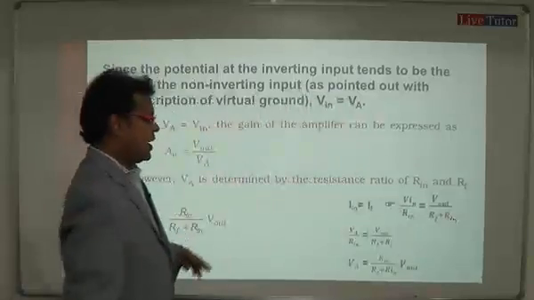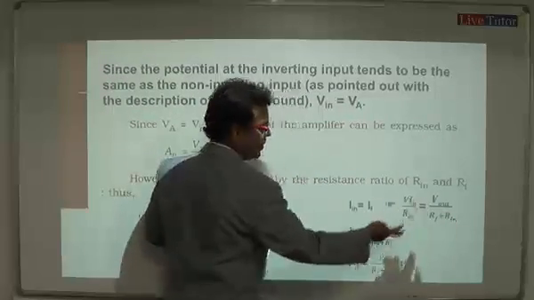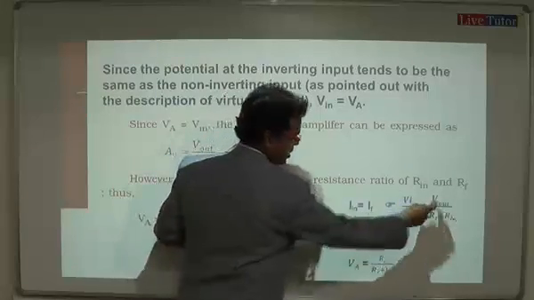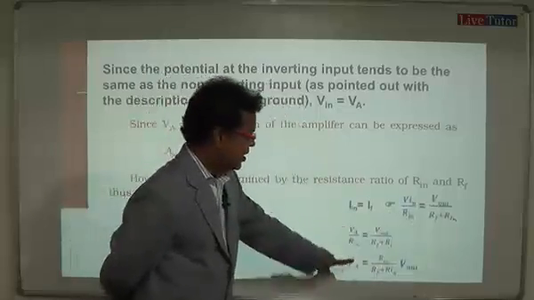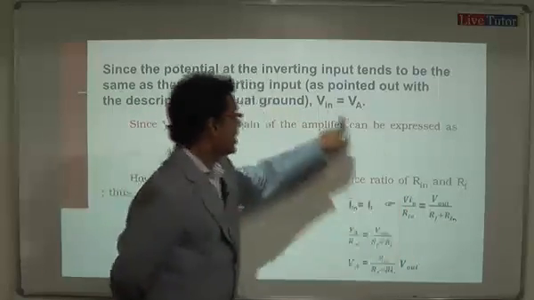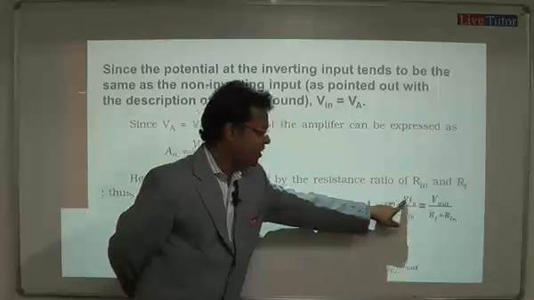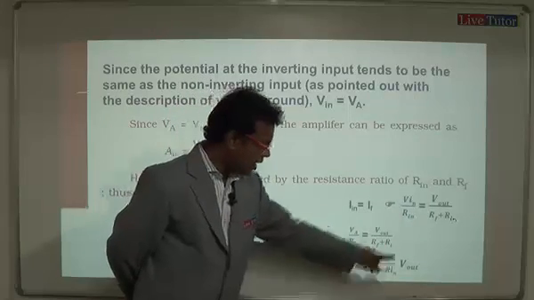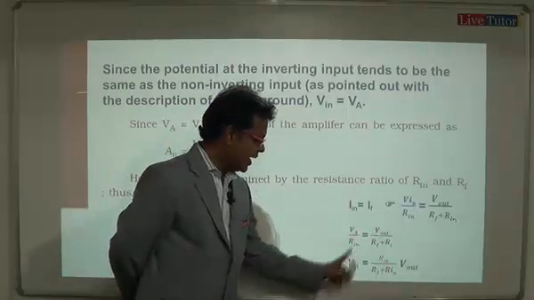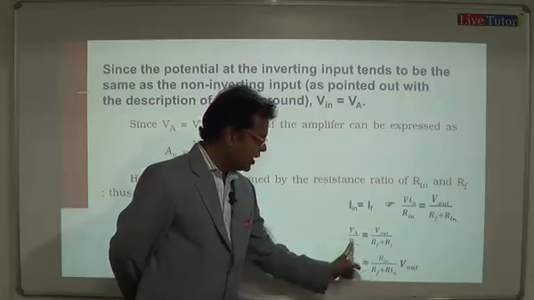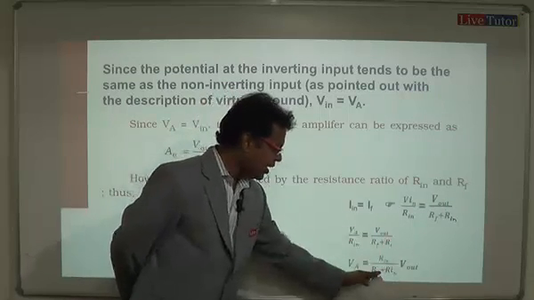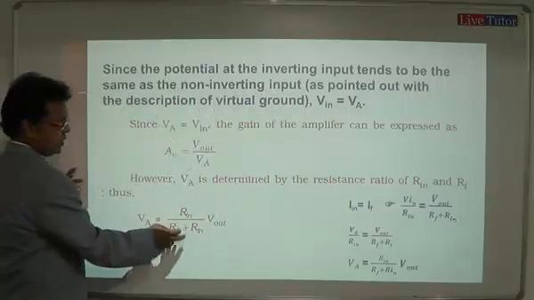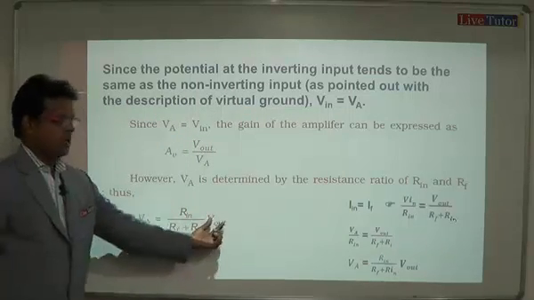Now rearrange these two. What will happen? V out by VA. We have already seen that Vin is nothing but VA, so instead of Vin we can put VA. Then VA by Rin is equal to V out by Rf plus Rin. Now rearranging, if we want only VA, the other term goes to the other side. So VA is equal to Rin by Rf plus Rin into V out. That is what we have written here.